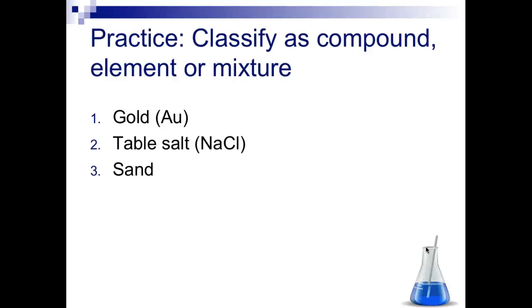Great, what did you come up with? Well, when you think of gold, Au, you should have been like, wow, there's only one kind of element here. So that has to be an element. When you're looking at table salt, you should have looked at your formula and said, wow, there's two different elements in here. And when we talked about it, 2 different elements that combine, that is a compound. Sand is a mixture. There's a whole bunch of stuff when you look at sand.